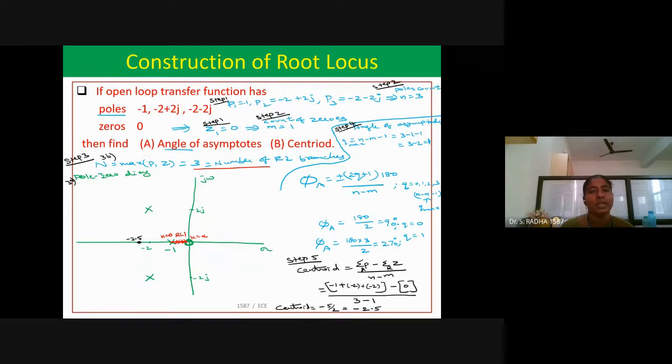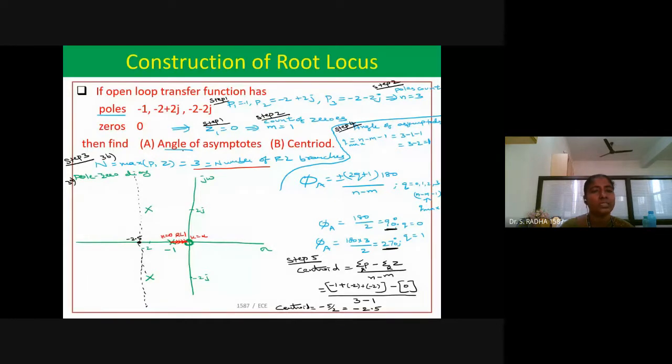This is the centroid. At the centroid, you have to draw the dotted line at plus 90 degrees and plus 270 degrees. 90 degrees means the positive side. I have drawn the plus 90 degrees dotted line vertically up. That is asymptote number 1. Asymptote number 2 should be bottomwards, at 270 degrees. We have 90 degrees and 270 degrees in the calculation, and the asymptotes should be drawn at the centroid. So at the centroid -2.5, we have drawn the asymptotes.